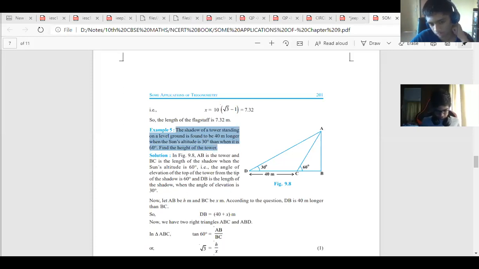So here the tower, this is the level ground, this is the tower. At this one, the shadow will be formed. To form the shadow, the sun rays should cross this point, right? 30 degrees and 60 degrees are the two sun's altitudes. That means at different positions, different time duration.